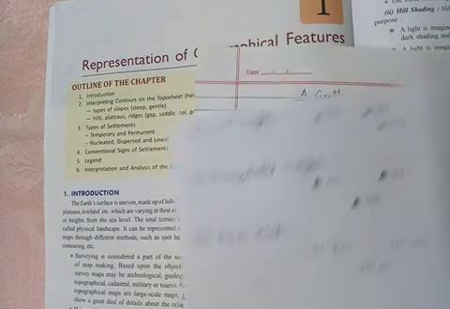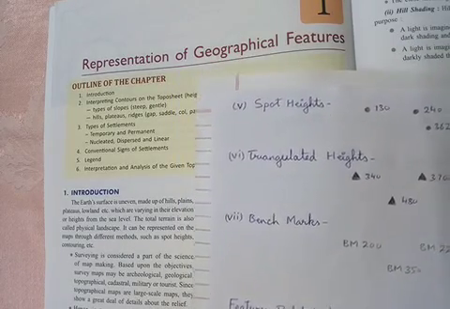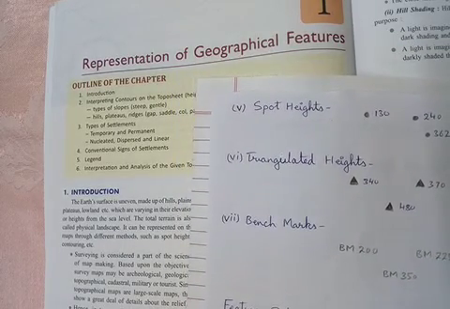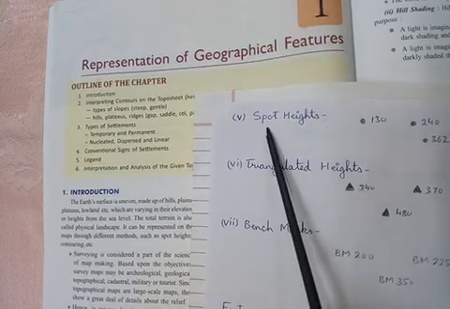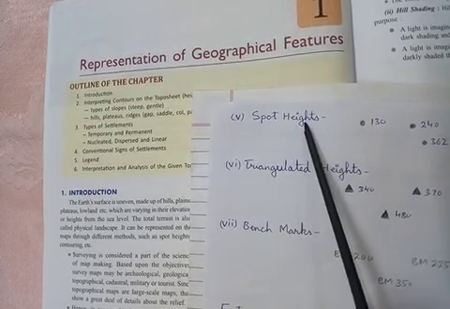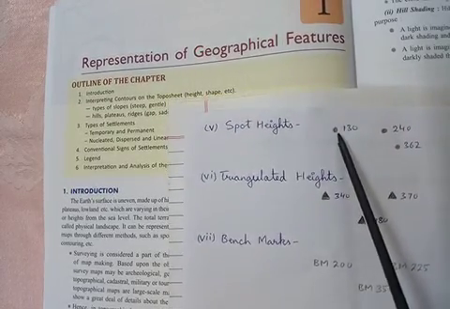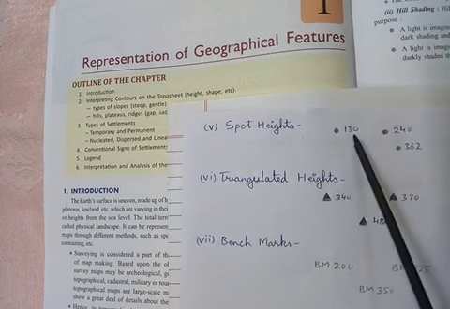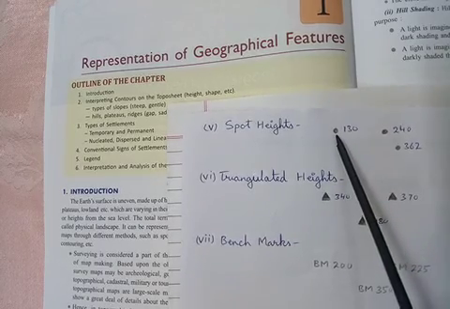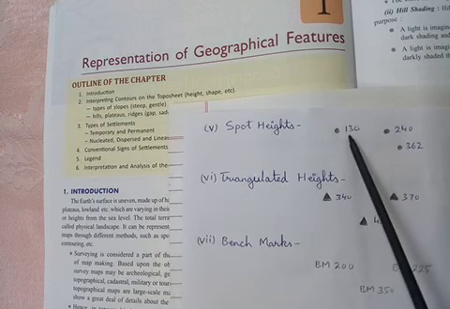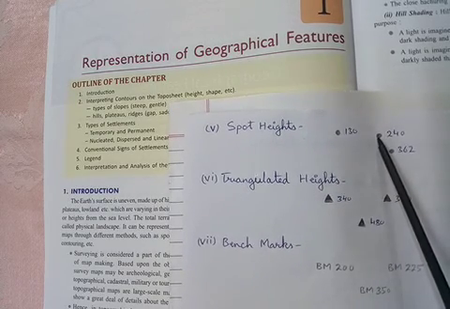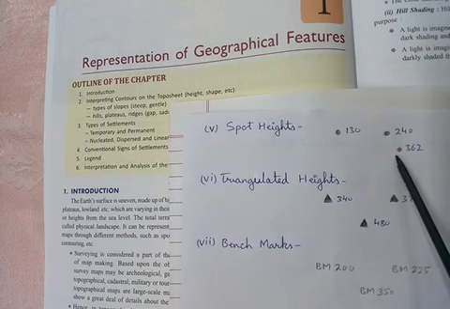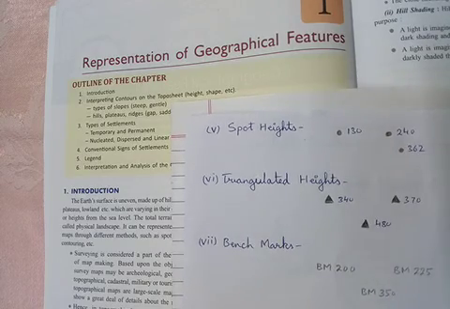Now the next method, let's see. Another method used in the topographical map to show a specific height is called spot heights. In the maps you can find dots given with a number that shows the specific height: the height of this point is 130 meter. In the same way, the height of this place is 240 meter, and the height of this place is 362 meter.